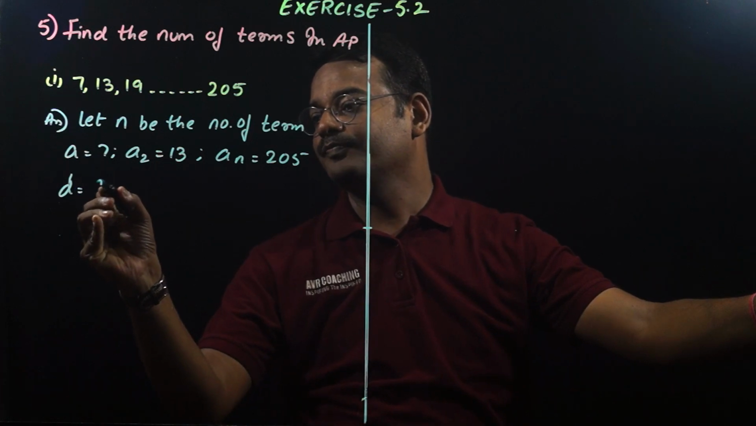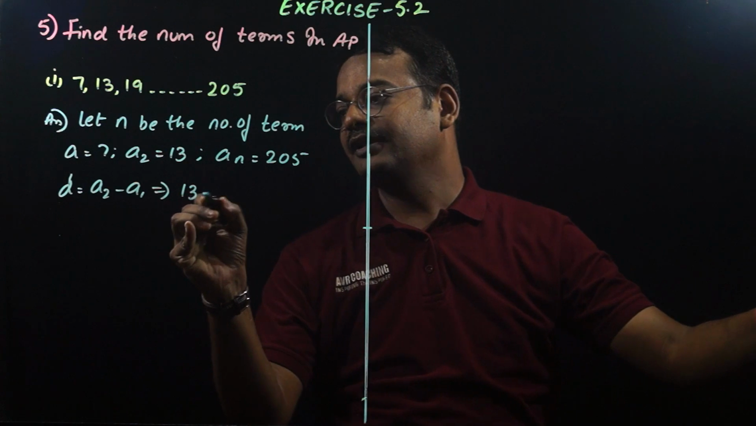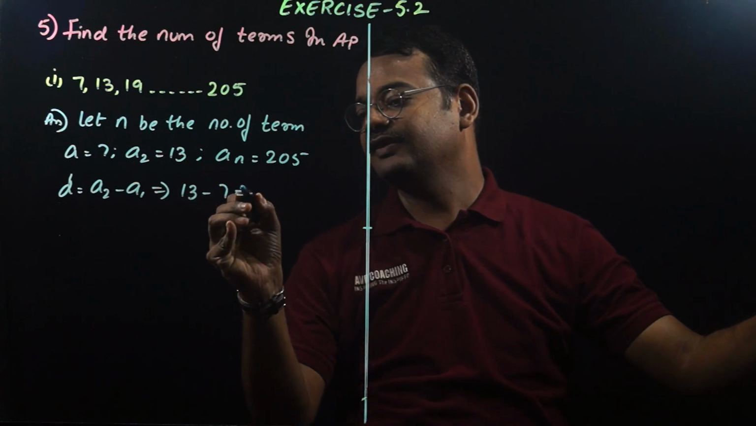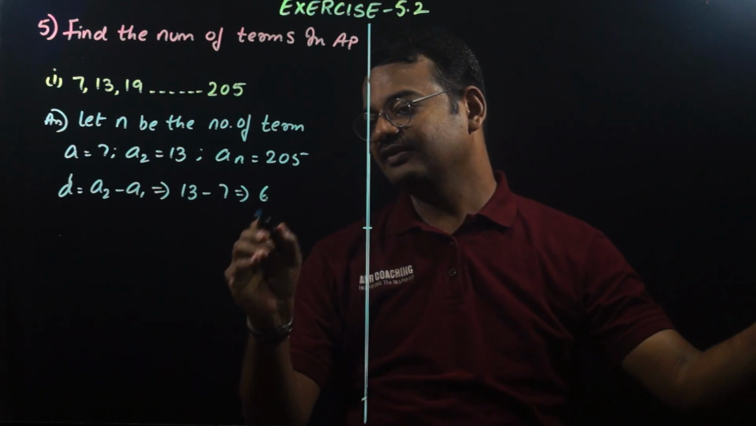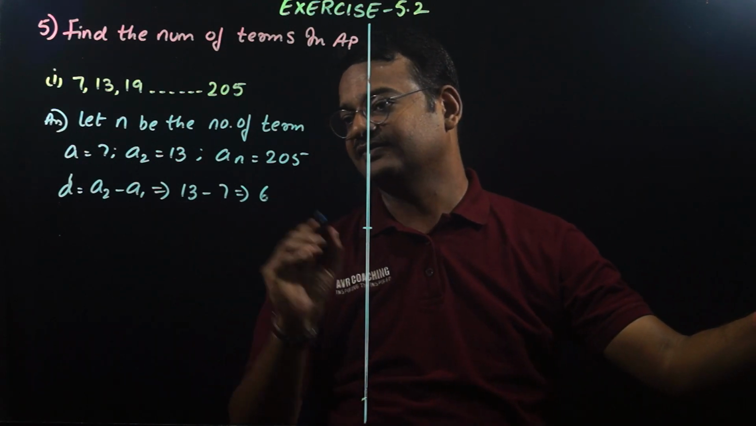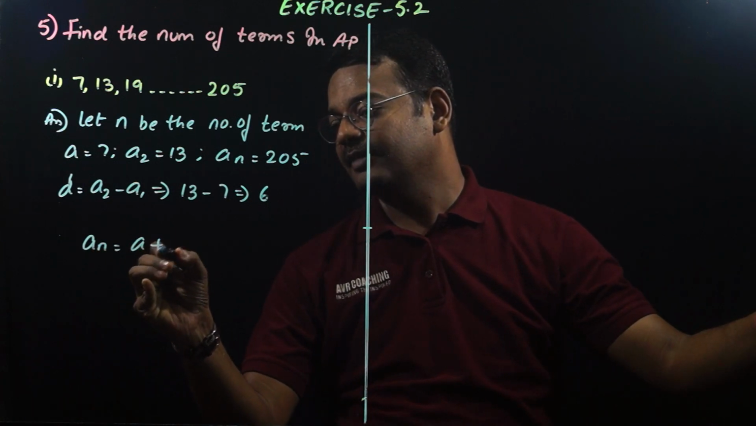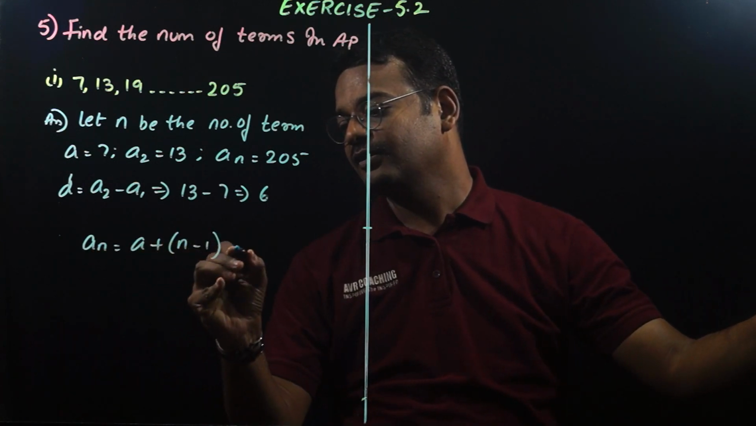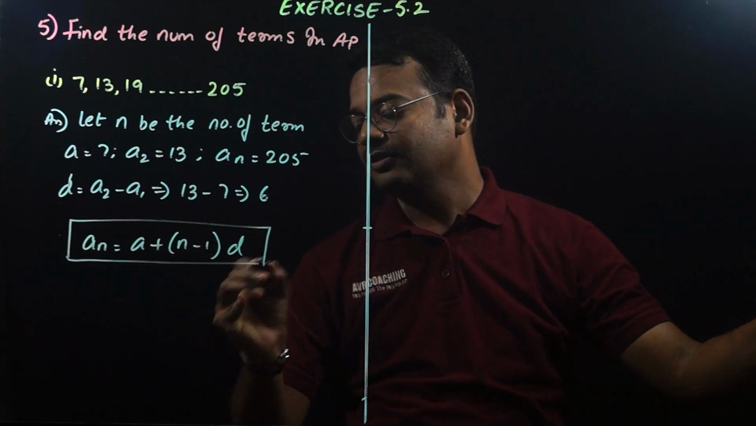D is equal to A2 minus A1, which is 13 minus 7, which is equal to 6. So the D value is 6. Now the An formula is An equal to A plus n minus 1 into D. This is the standard formula for progressions.